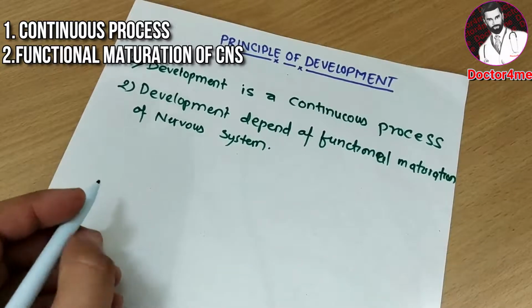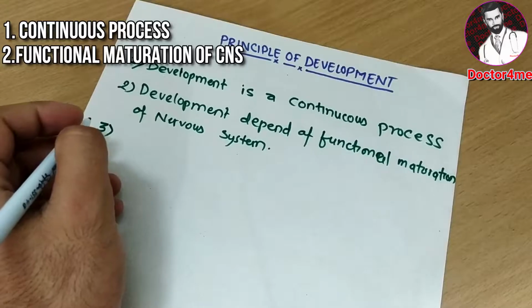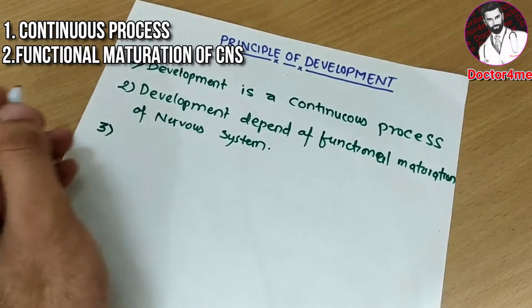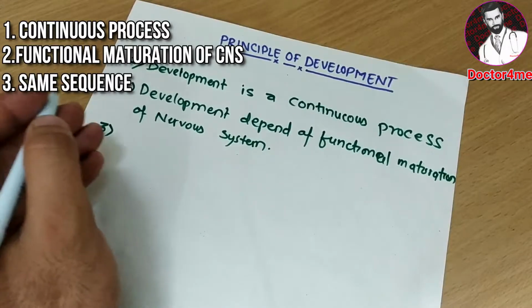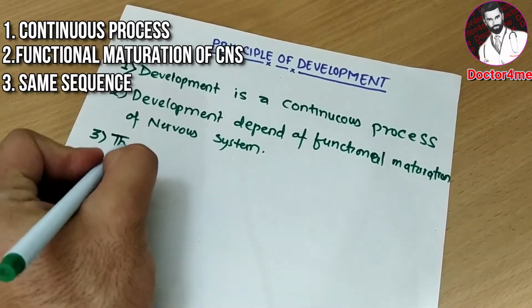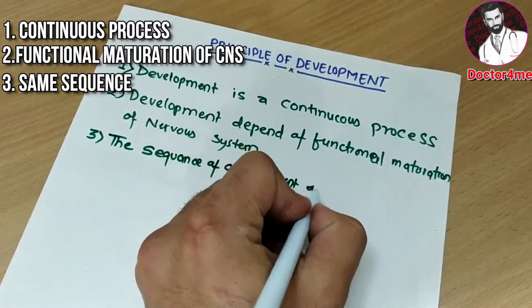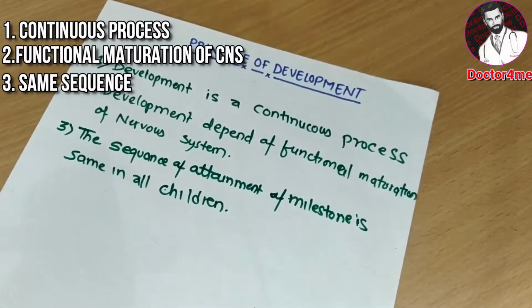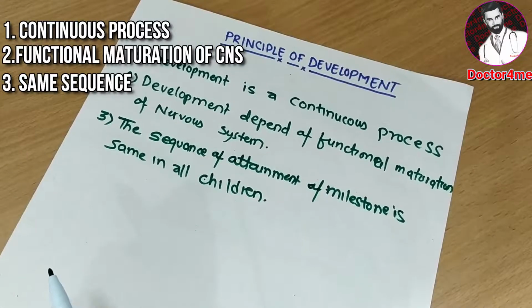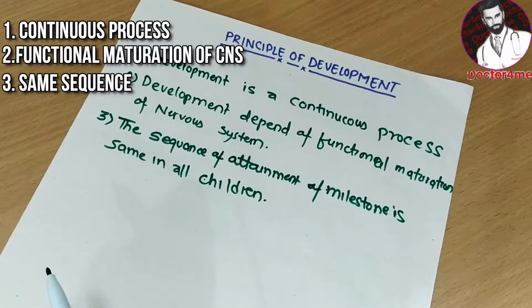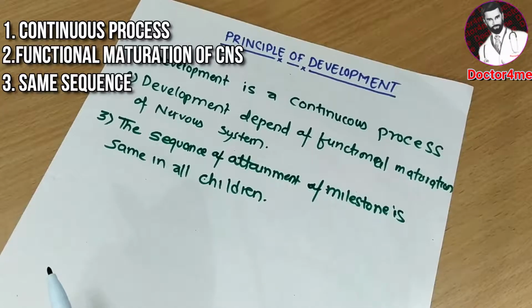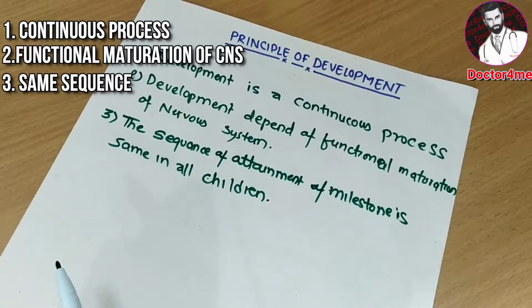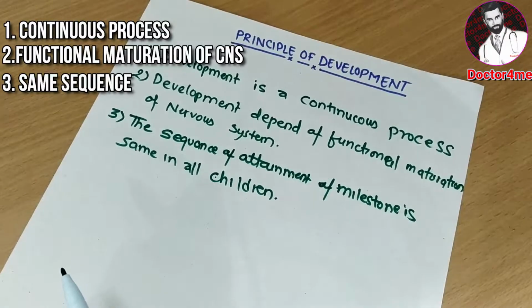The third one is that the sequence of attainment of various milestones in children is the same; all infants follow the same sequence. It means all the developmental milestones are attained sequentially, which we have already talked about in the previous video, you can click on the I button, and they are all in the same sequence in all children.